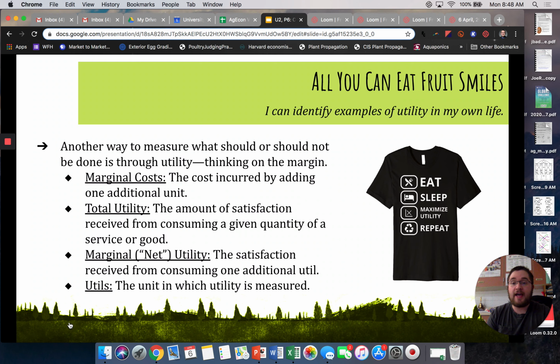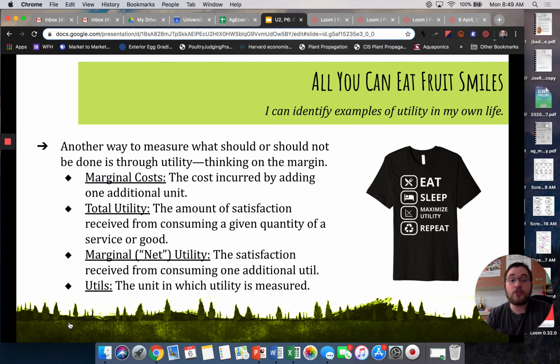Therefore, we know that marginal net utility, going down towards the bottom, must be the satisfaction received from consuming one additional unit, right? So total utility is the amount of satisfaction overall given or received from consuming a given quantity of a service or good. And all of this satisfaction is generally represented in units called utils. Okay, so sometimes in the examples that we'll see later on, we don't really utilize utils. We use dollars to compare and contrast the marginal utility of performing it or receiving a good.